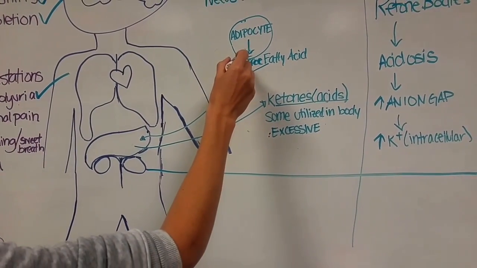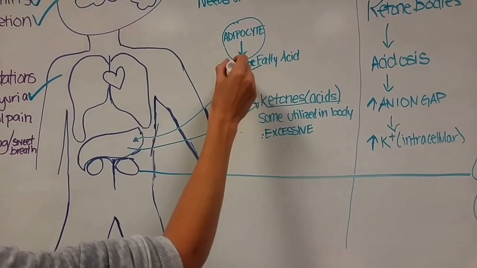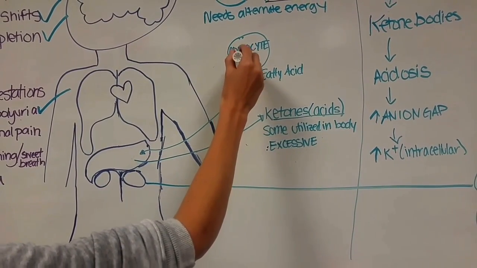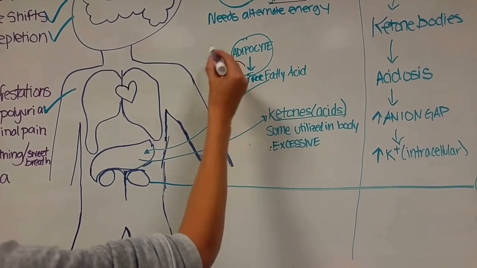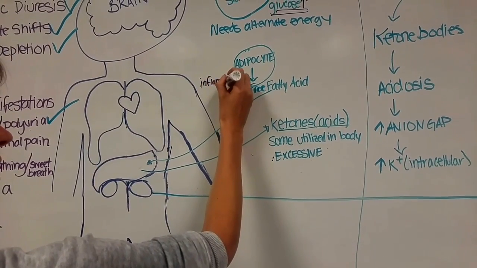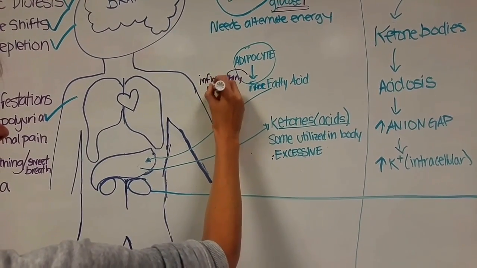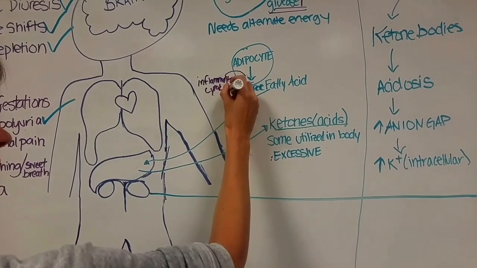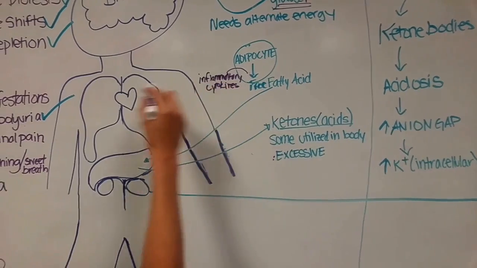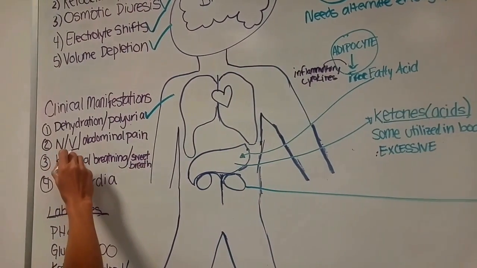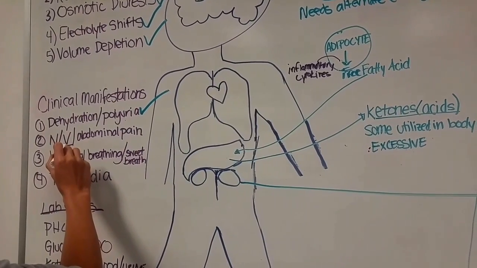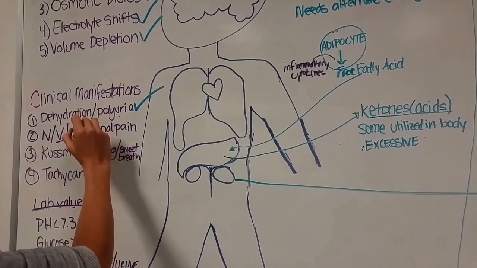Now let's talk about when the adipocyte creates the free fatty acid, there's a byproduct here. And this is really important in contributing to our next clinical manifestation. You've got inflammatory cytokines that come out of this process, and they irritate the stomach lining, and they lead to abdominal pain, nausea, and vomiting, which contributes to your overall volume depletion and dehydration.